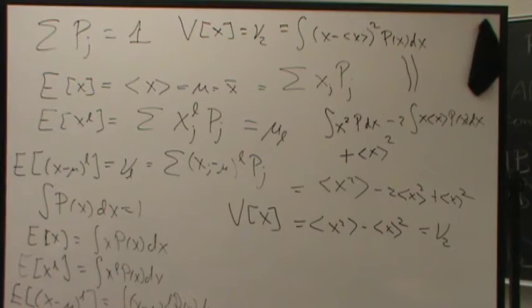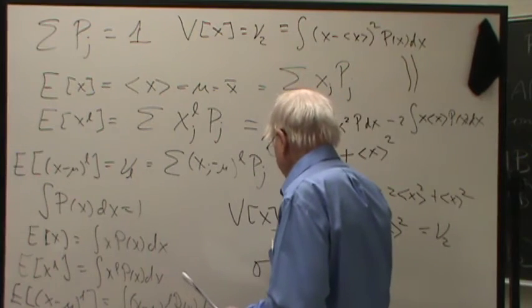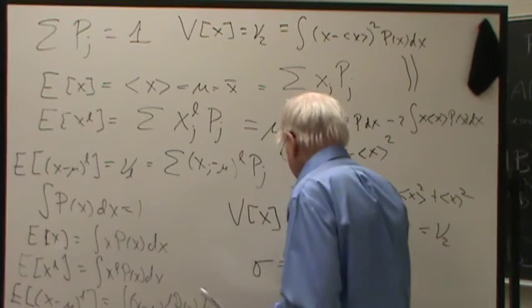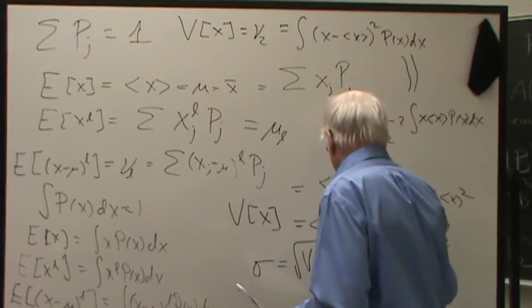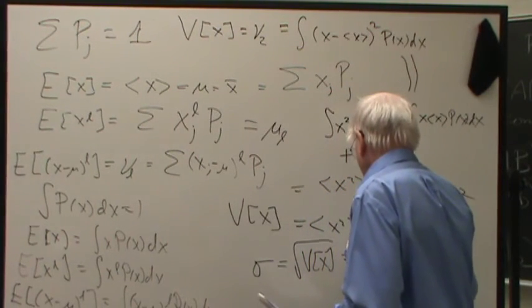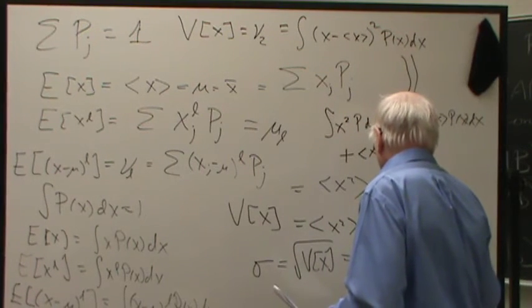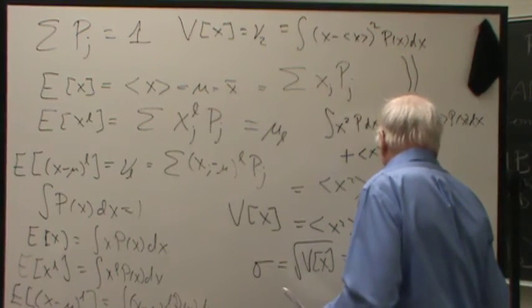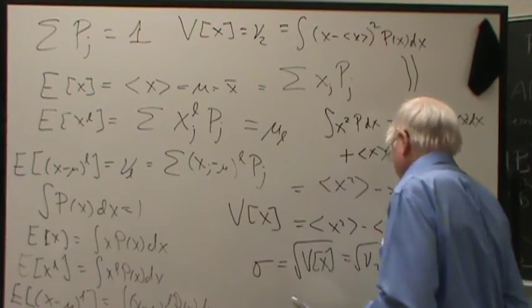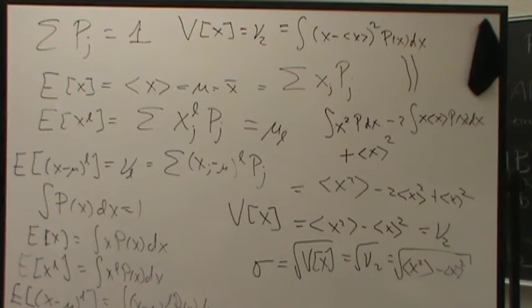In physics departments, we're always talking about standard deviations. The standard deviation sigma is just the square root of the variance, which is the square root of nu 2, or the square root of the mean of x squared minus the square of the mean of x. So that's the standard deviation. Sometimes it's called the standard error. It's the spread, basically. Now, let's skip ahead.